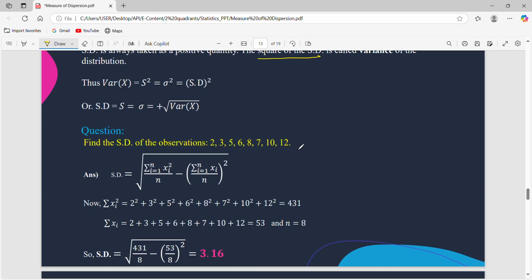Here only observations are there, so we should apply the first case. This is the square root of summation xi square by n minus summation xi by n, whole square. Accordingly we will find the value, and the final value is 3.16.